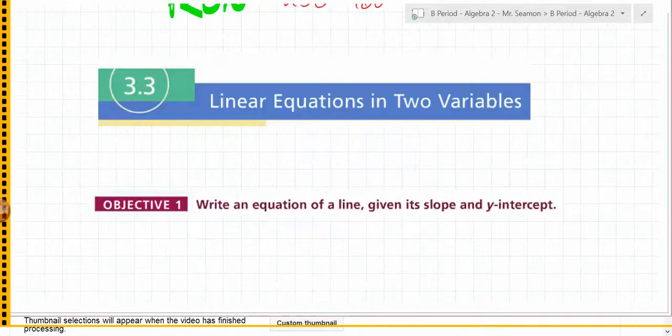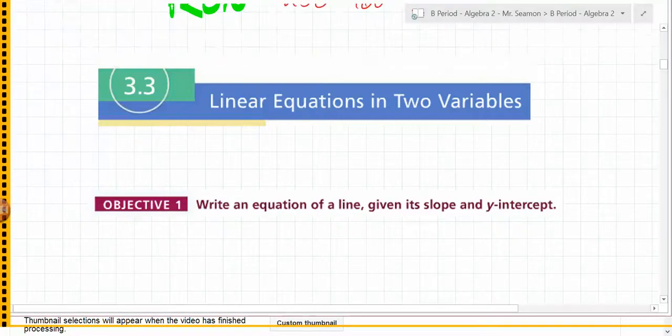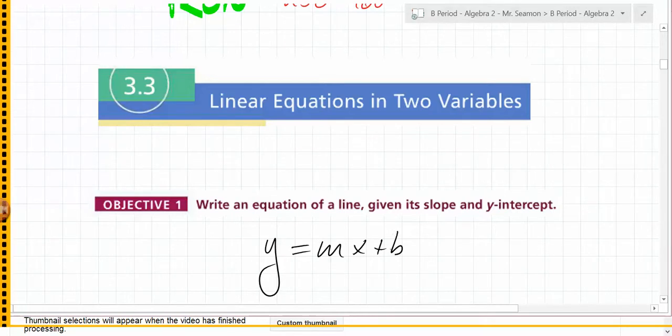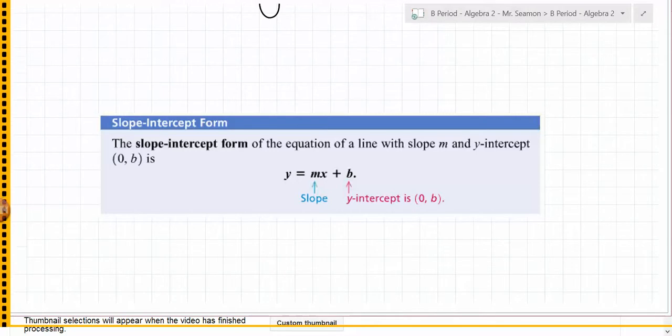So we've already kind of started this out. We're going to write an equation of a line given its slope and y-intercept. If you're given the slope and y-intercept, what form should you use, Rourke? Yeah, y equals mx plus b. Good. Exactly. So slope-intercept form is nice because it gives you the slope and the y-intercept, or if you have the slope and the y-intercept, you can write the equation immediately.